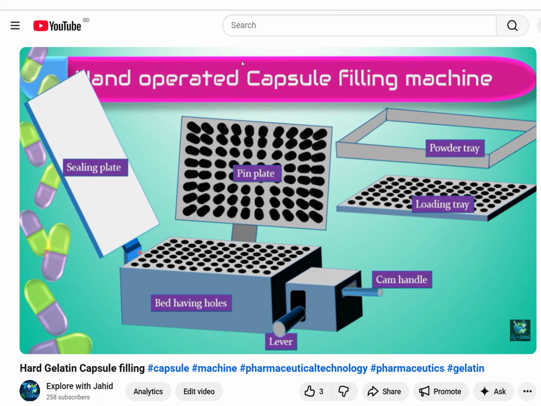In one of my videos on my YouTube channel, I have shown the hard gelatin capsule filling technique step by step. So this is the pin plate, this is the bed having the holes, this is the sealing plate which will seal the cap and body, this is the powder tray which will provide the powder or granules, this is the loading tray which contains the empty capsule shell or the filled capsule, this is the cam handle for the movement of these plates. Okay, the ultimate compression or the capsule preparation will be held in this bed having holes. So if you have any confusion regarding the capsule filling, please watch this video in the link given above.